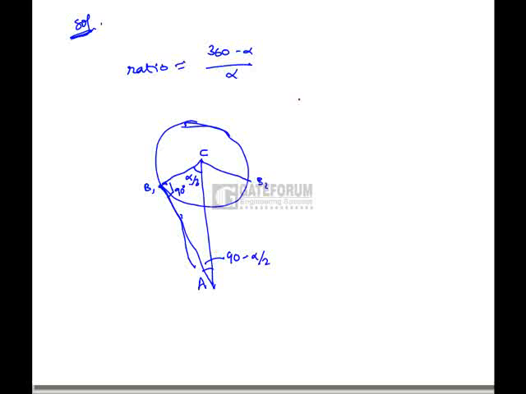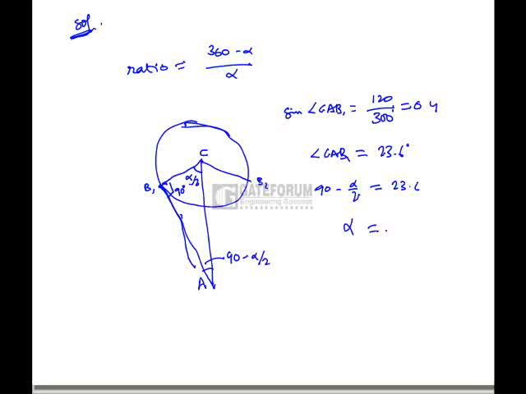So here we can say that sin of angle CAB1 is equal to opposite side by hypotenuse, where opposite side is 120 mm and the side AC is 300 mm, which gives a value of 0.4, and here angle CAB1 is equal to 23.6 degrees, where angle CAB1 is 90 minus alpha by 2, which is equal to 23.6, and from this equation we get alpha is equal to 132.8 degrees.